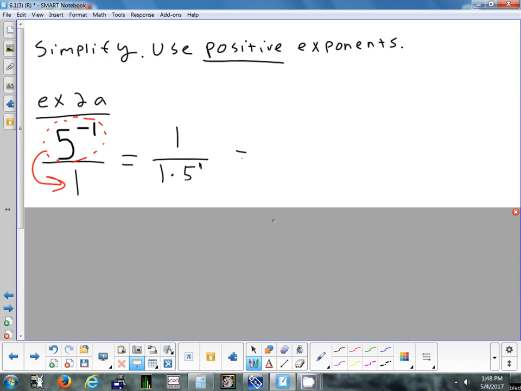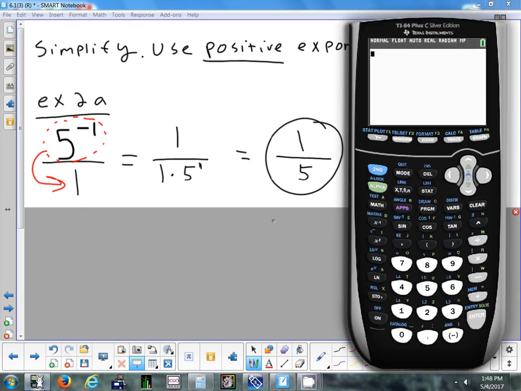Okay? What's 5 to the first power? 5 times 1. 5. That's the answer. So 5 to the negative 1 is 1/5. And watch what happens if I type that in. There's 5 to the negative 1. Okay? 0.2. There's 1/5. What do you notice?